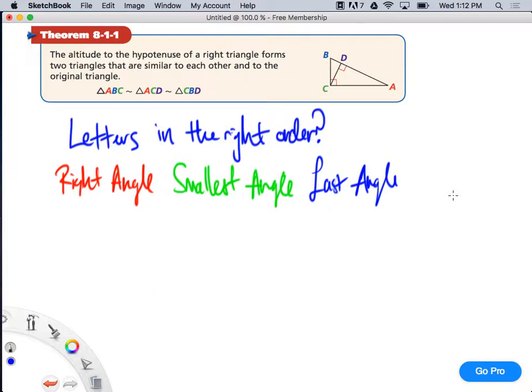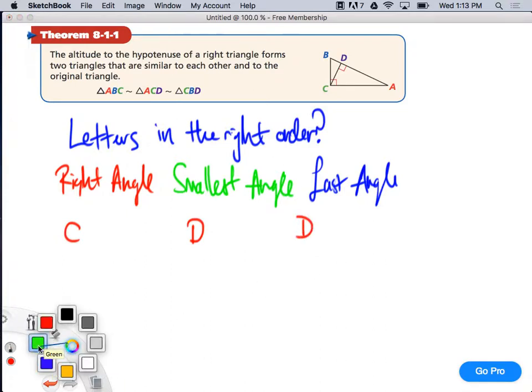So first I'm going to determine which letter marks the right angle in all the triangles. In the biggest triangle, which letter marks the right angle? C. So for the biggest triangle, it's C. And what's the right angle in the middle triangle? D. So I'll put that one first. And what's the right angle for the smallest triangle? B. No, B is not the right angle. D. D is the right angle for that one as well. So I put a D.